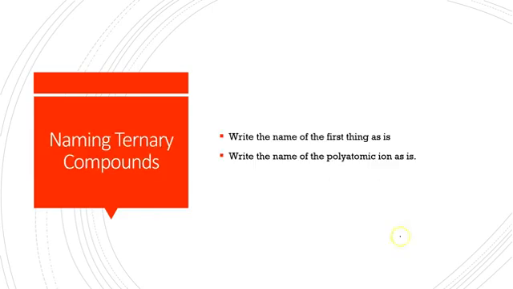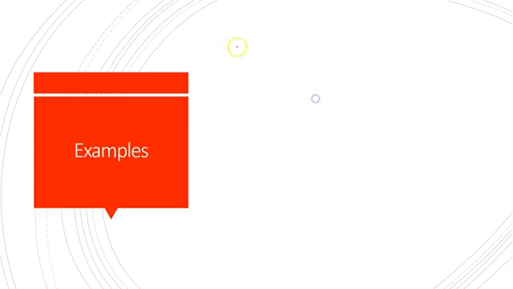Not too bad. Let's say we have a ternary compound, though. It's a very similar procedure. You still write the name of the first thing as is. So, like, if it's K, you just write it as K. And then it's even easier for the second thing, or that polyatomic ion. You just write the name of the polyatomic ion, which is super duper easy. So, like, let's look at a few examples of this.